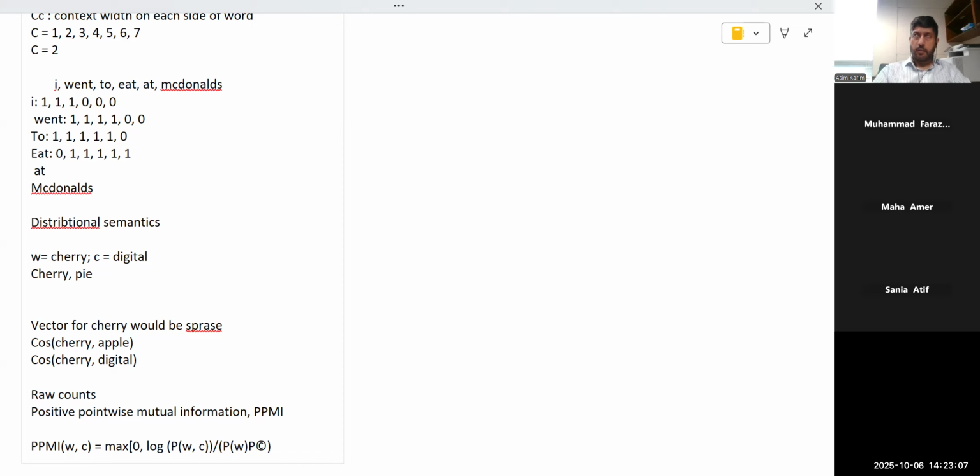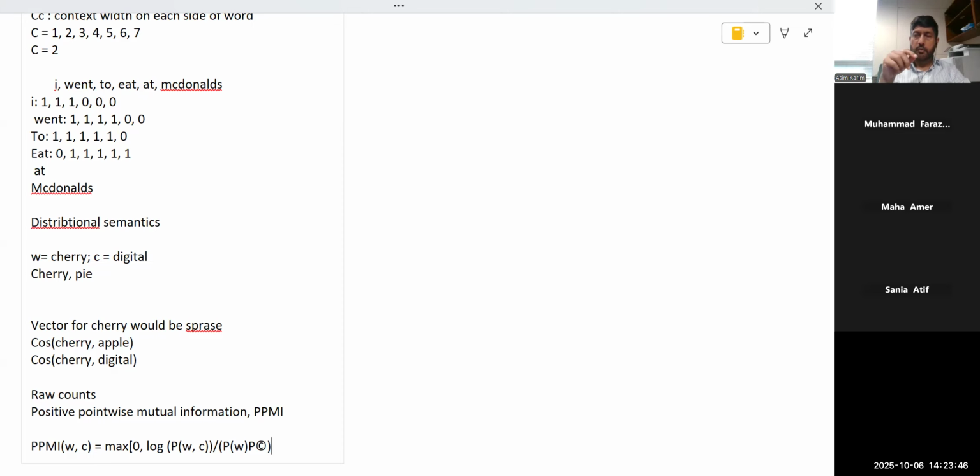ठीक है? So numerator में probability of the joint probability of the word and the context, which is coming directly from your word context matrix. And denominator में the probability of each of the words separately, the word and the context. So if these two words are independent, of course this would be equal to 1, right? The joint probability is equal to the individual probabilities. And if this is equal to 1, this will give you a value of 0.